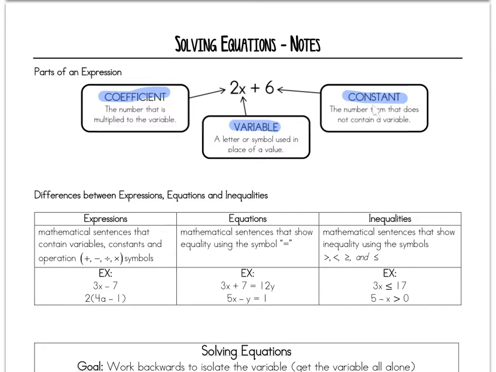And then lastly, we have a constant. A constant is a number that we either add or subtract at the end. In this case, it's a positive 6. If it were a minus 6, our constant would have been negative 6.